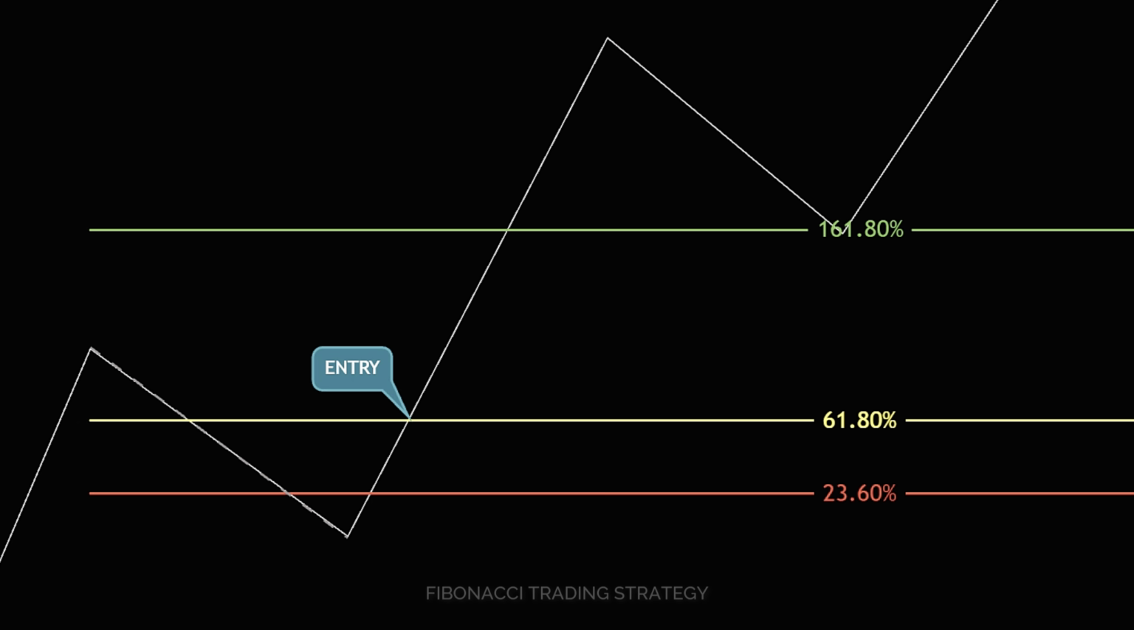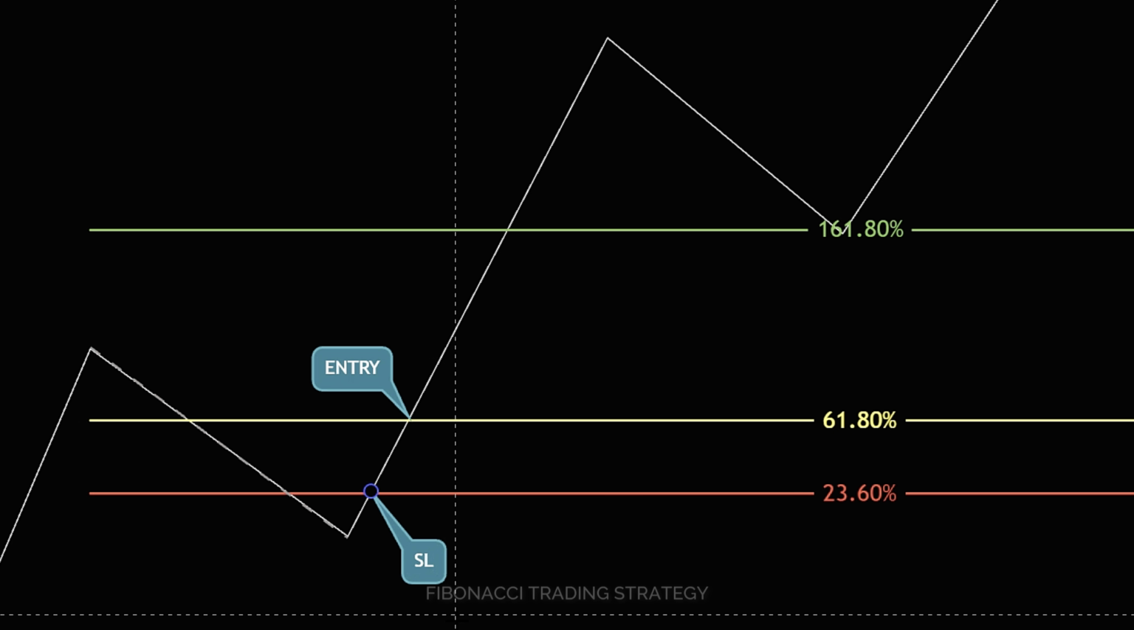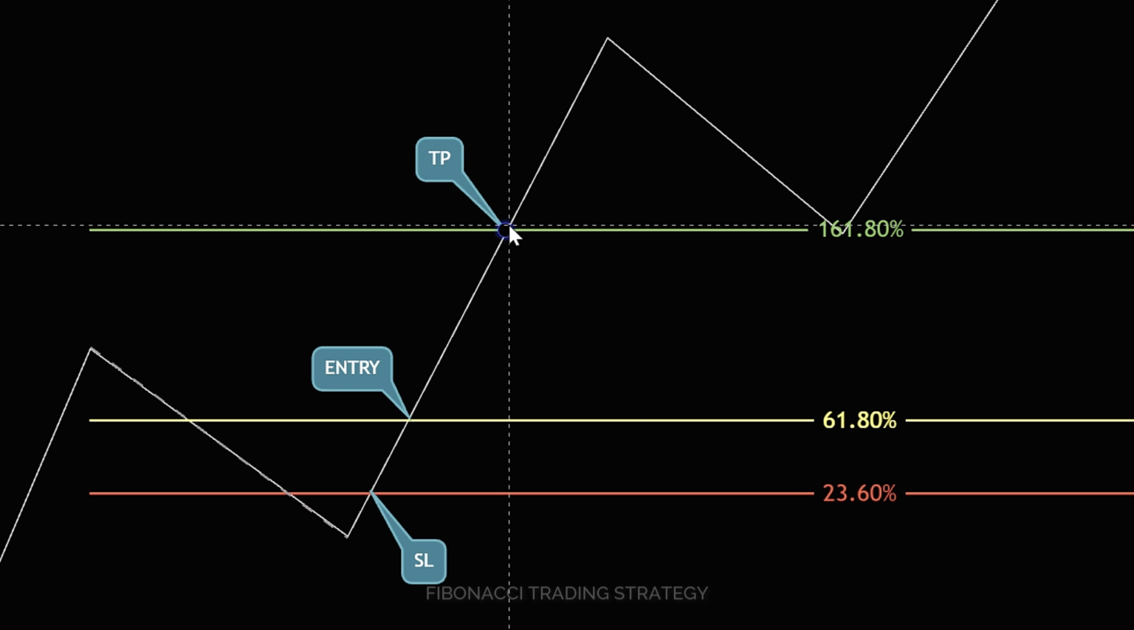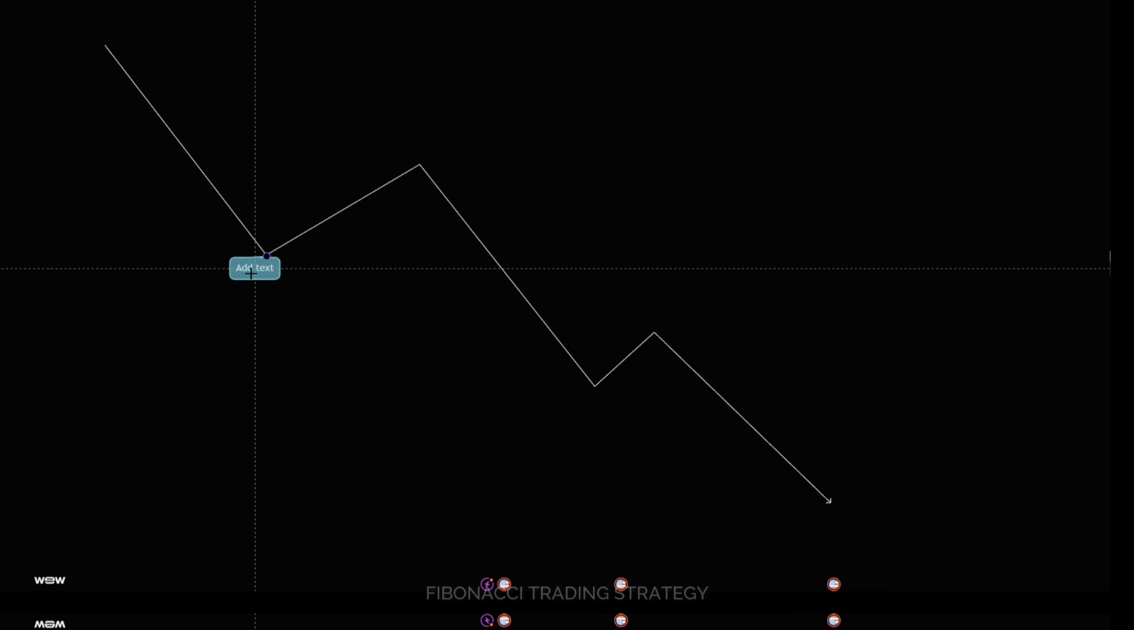The breakout becomes the entry. The stop loss is placed slightly below the 23.6% level. And the target is projected to the 1.618 Fibonacci extension. Now we flip everything around and look at a downtrend.